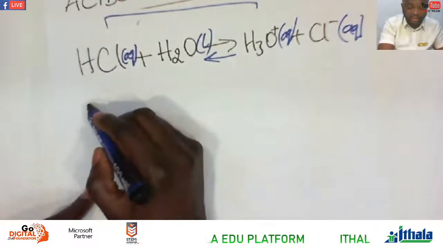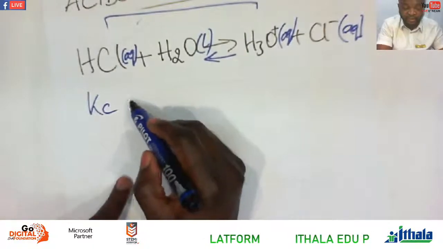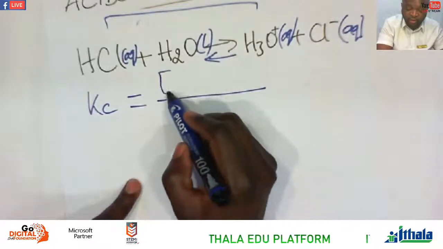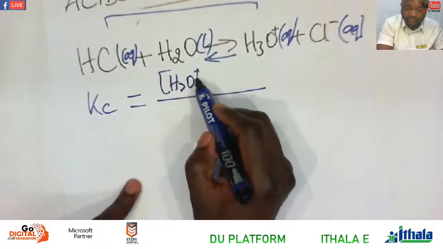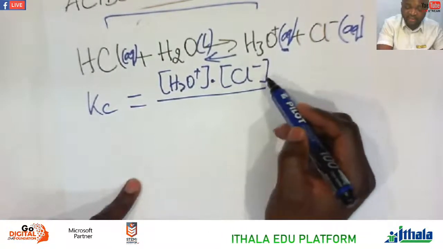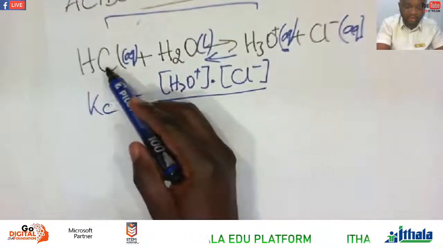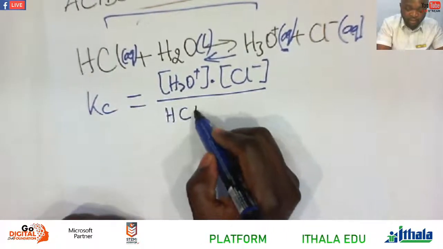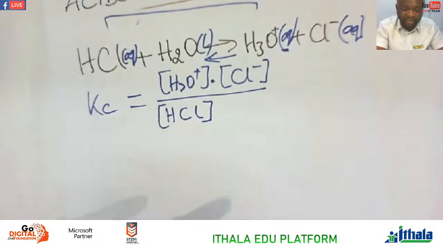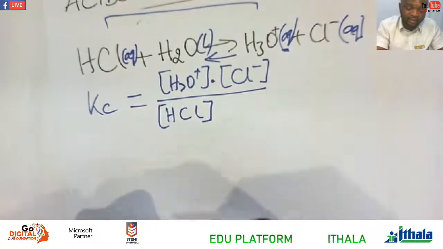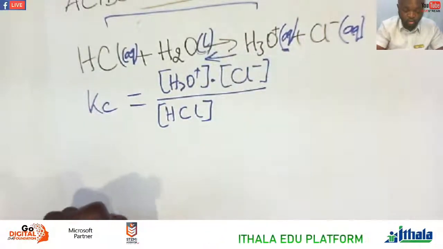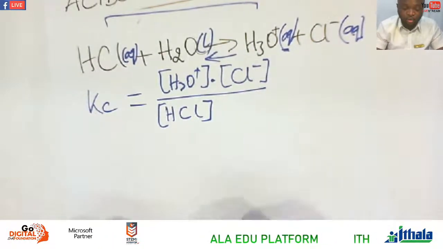So in that case let's write the Kc expression for this equation. We start with the products: the concentration of H3O plus, because it is aqueous, times the concentration of Cl minus, over, right? Now we look at this, we have the concentration of HCl, and then H2O. Remember when we calculate Kc we leave out liquids and solids, so we omit H2O because it is in the liquid state.